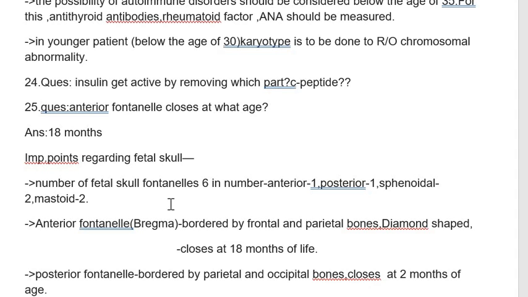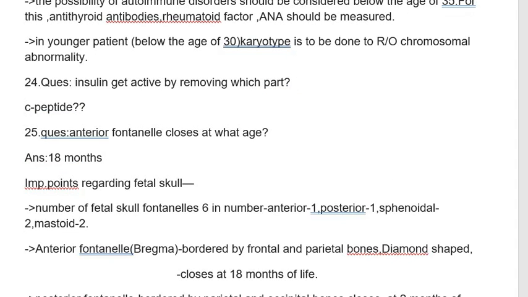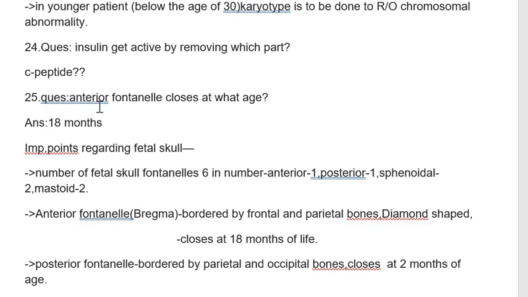Question number 24. Insulin gets active by removing which part? You should know that insulin is produced as preproinsulin, which will change into proinsulin, and then when the C peptide is cleaved from the proinsulin, it gives rise to the active hormone, which is insulin. So if the patient is taking insulin exogenously for some medical benefit, you are not going to find C peptide, because the patient is already taking a preformed hormone. That is the reason.